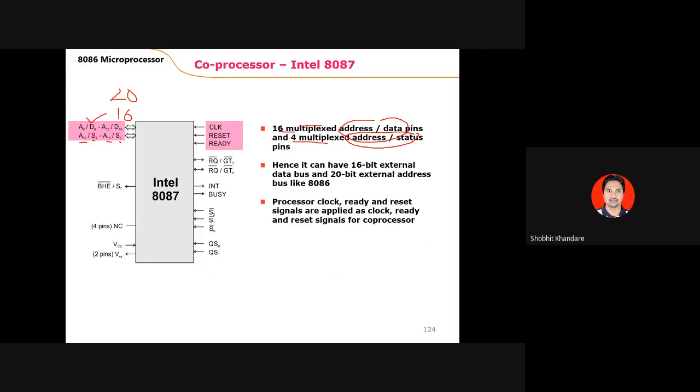Similarly, the feature we saw for 8086, the same thing is applicable here. The only change is the four multiplexed address and status bits. So that is the only difference we have. Otherwise, 20-bit address bus and 16-bit data bus. Then comes, so these pins are also familiar to you.